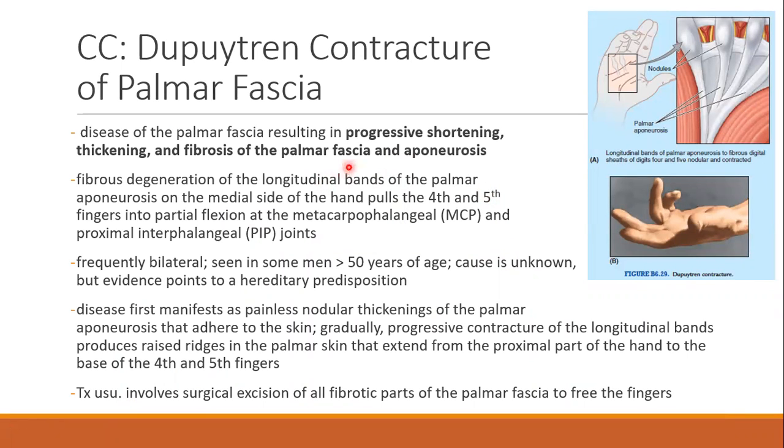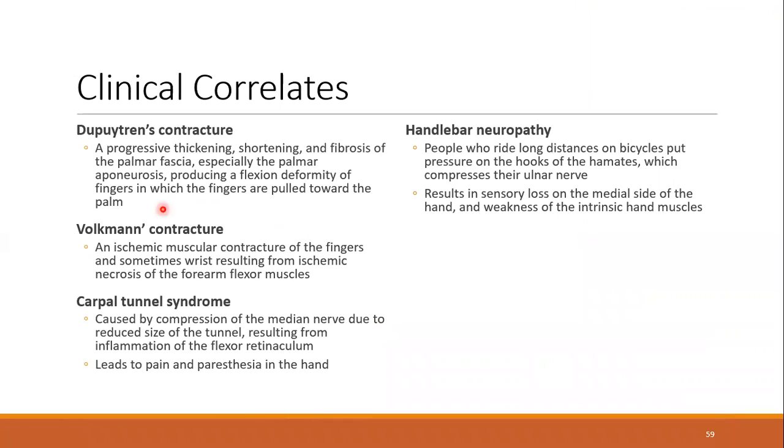We just know that the shortening, thickening, and fibrosis occurs in the palmar fascia and aponeurosis, and the only way to fix it is surgery, where you cut out the fibrotic parts and then sew it back up, and hopefully they can have free range of motion in their hands again. They think it's hereditary, but they're not quite sure.